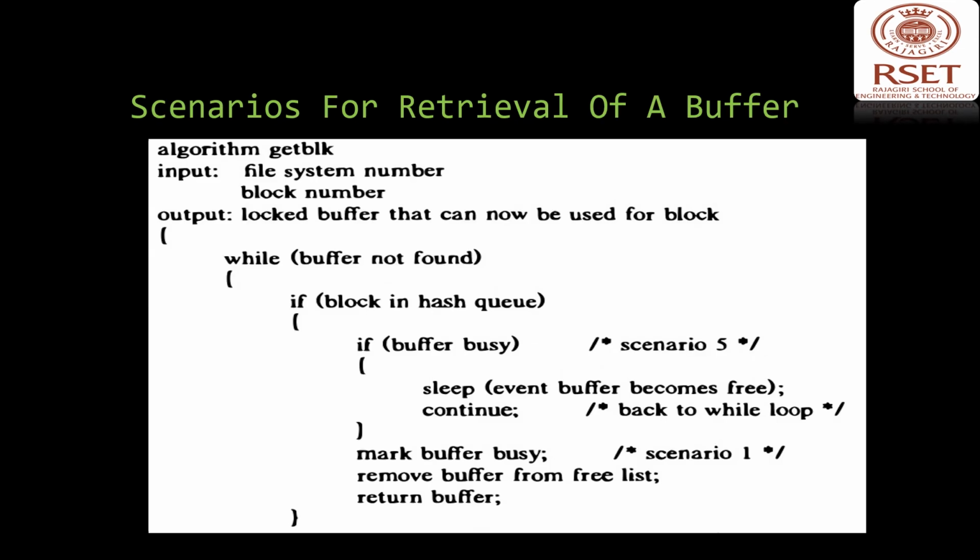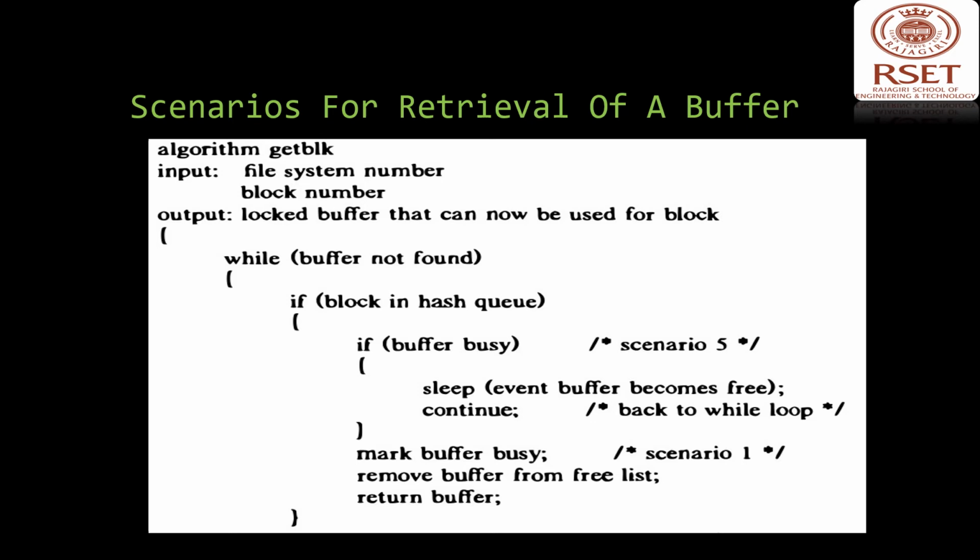Now let's discuss various scenarios for retrieval of a buffer with the help of an algorithm for buffer allocation. All these 5 scenarios are listed in this algorithm. As you can see here, if the buffer is busy, it moves on to scenario 5. It's marked as scenario 5, then scenario 1. I'll explain each scenario which is mentioned in this algorithm.